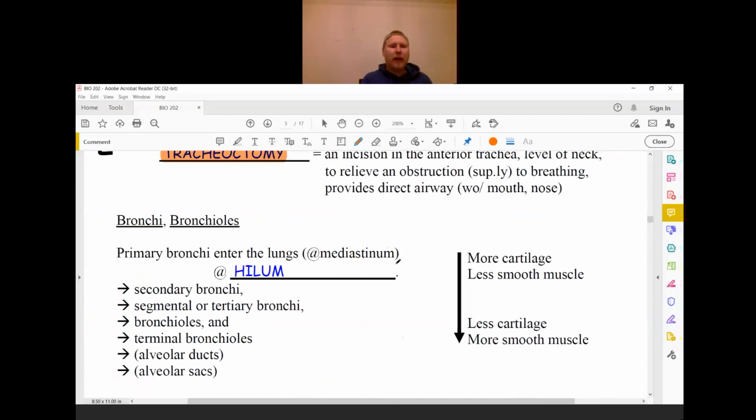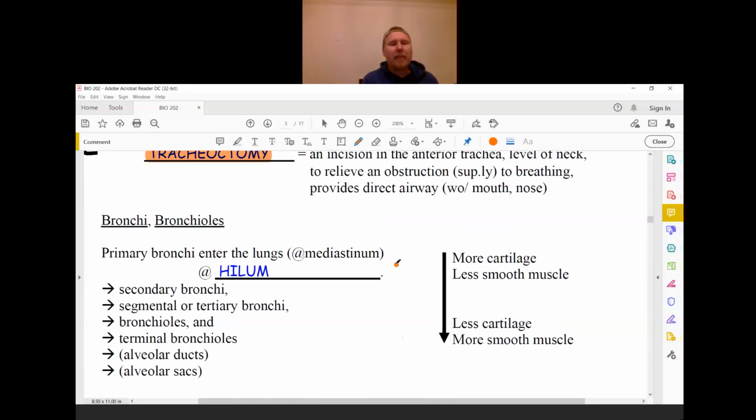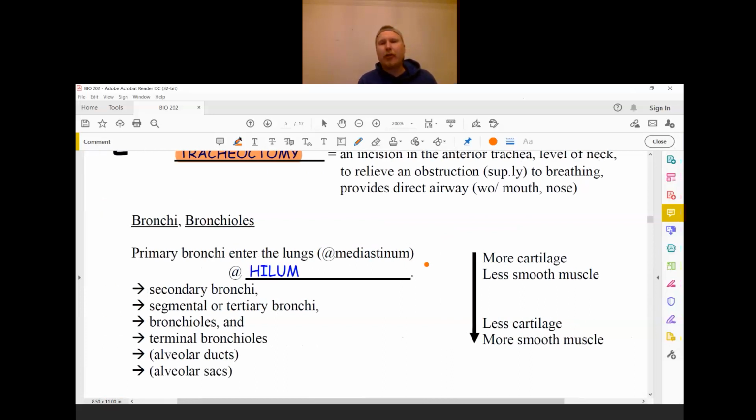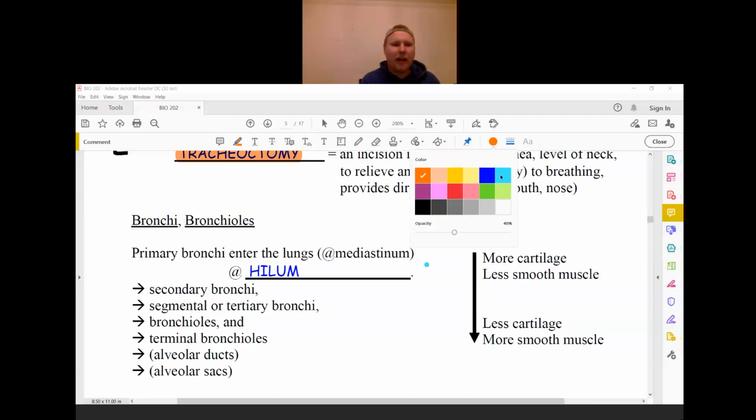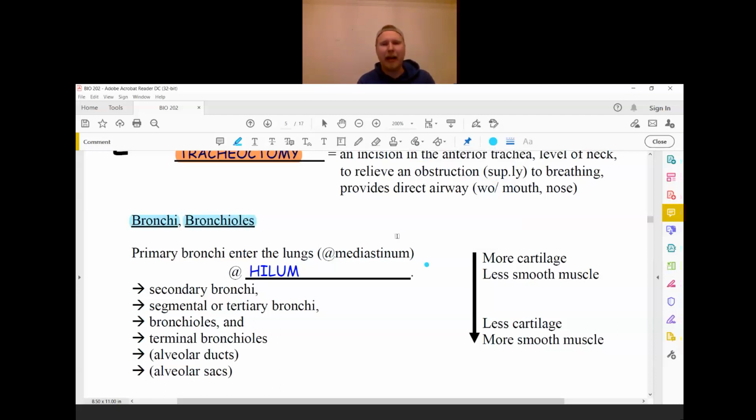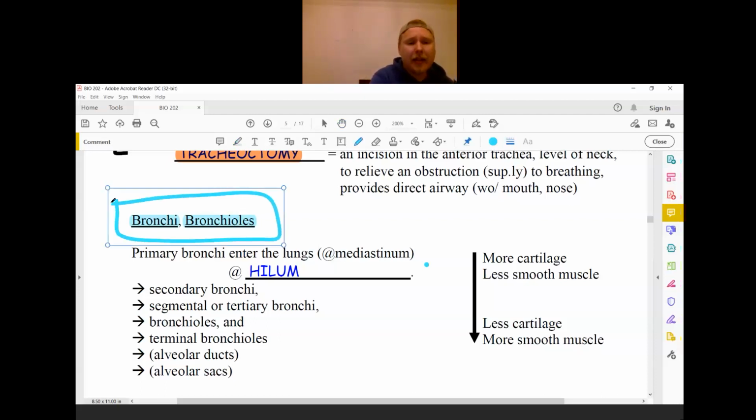Next, let's have a look at further structures coming from the trachea. As we move down the respiratory tree, we had our primary bronchi. You remember them separating into the right and left side, with the right being at a steeper angle. And then we have our secondary bronchi going on to the tertiary bronchi.